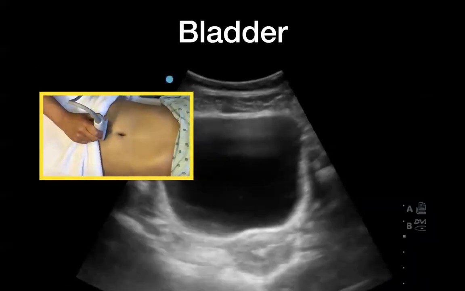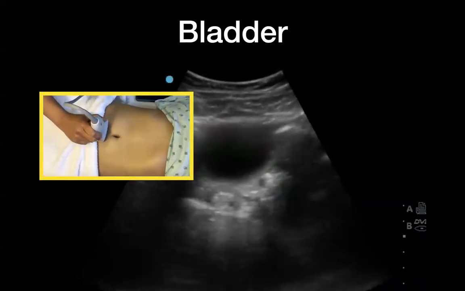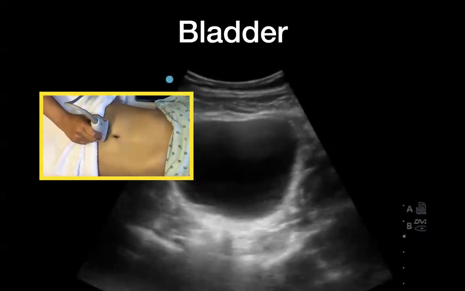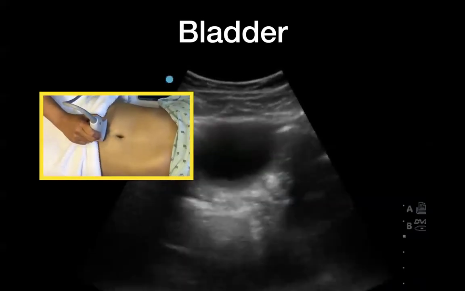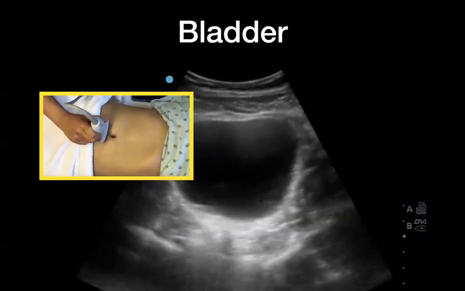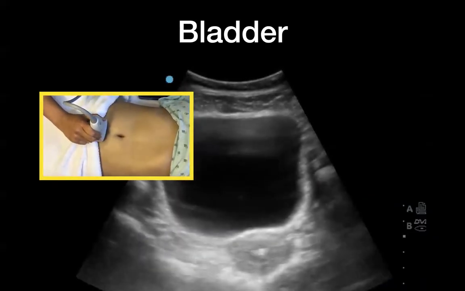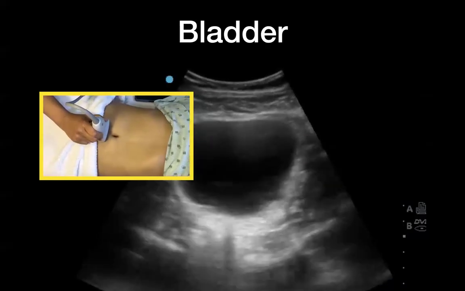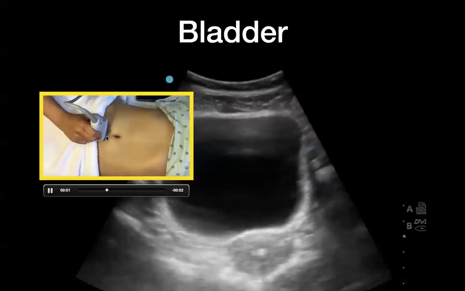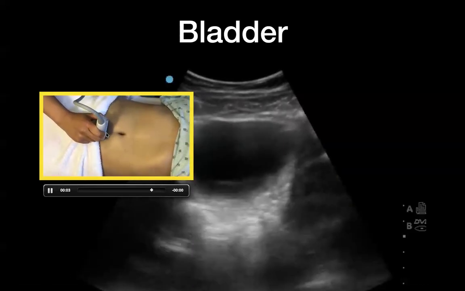Now let's talk about bladder ultrasound, which is a very high yield exam in primary care settings. Bladder ultrasound is very easy to do, very simple to do, and you can accomplish this within minutes. You place the probe inferior to the umbilicus, and right superior to the pubic symphysis. As you can see from this sonographer, they are placing the probe right inferior to the umbilicus, and they are doing their best to aim low.